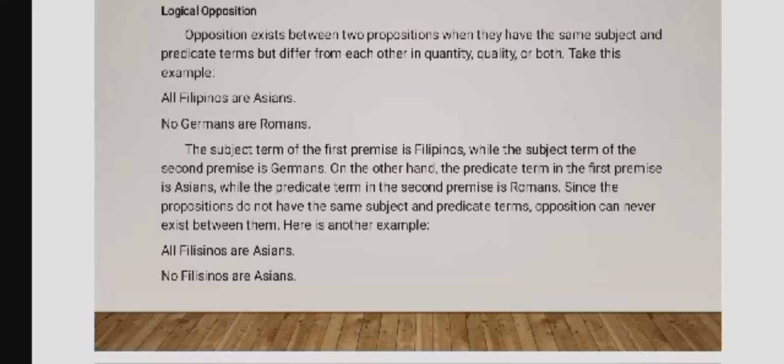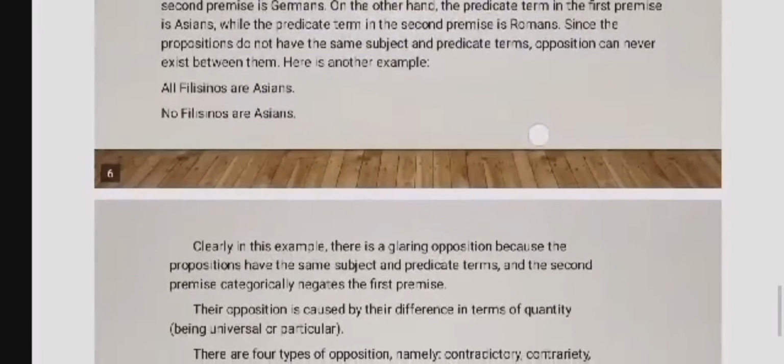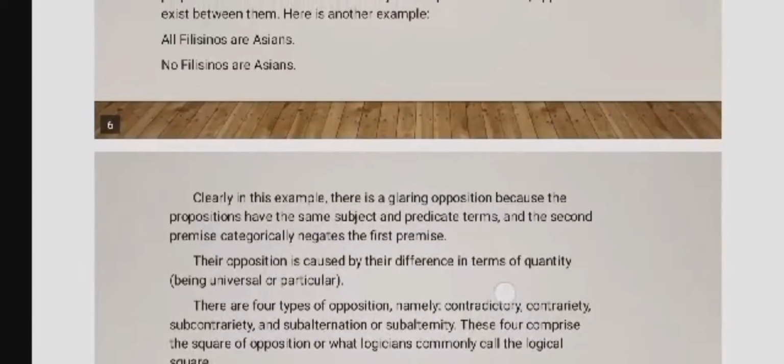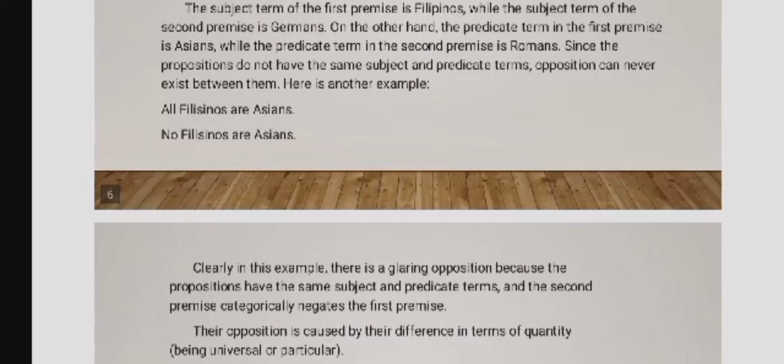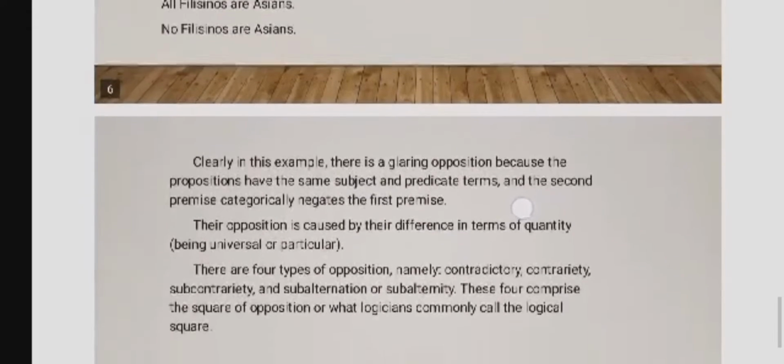And another example is all Filipinos are Asians. So, no Filipinos are Asians. So, as you can see, pareho sila ng subject at predicate. Kaya matatawag itong opposition. Their opposition is caused by the difference in terms of quantity, being a universal or particular.